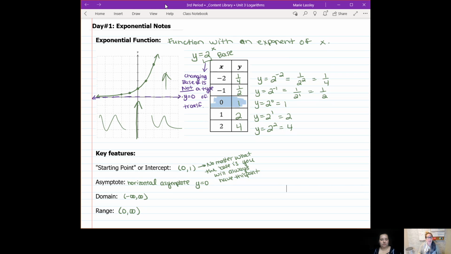Remember, the base number doesn't have to be a 2. It can be anything it wants to be. That doesn't mean that there's a transformation. It's just a different base number.